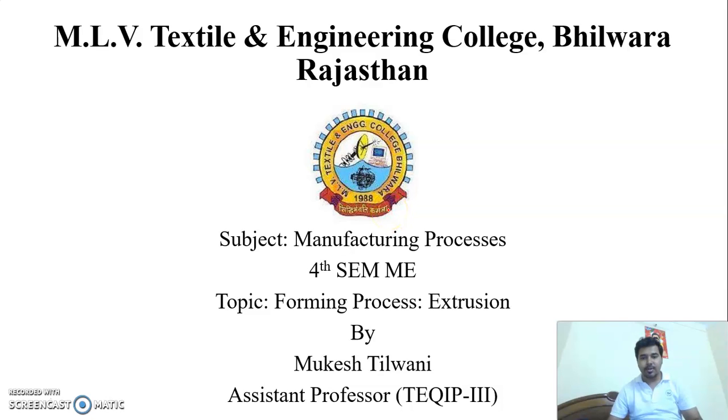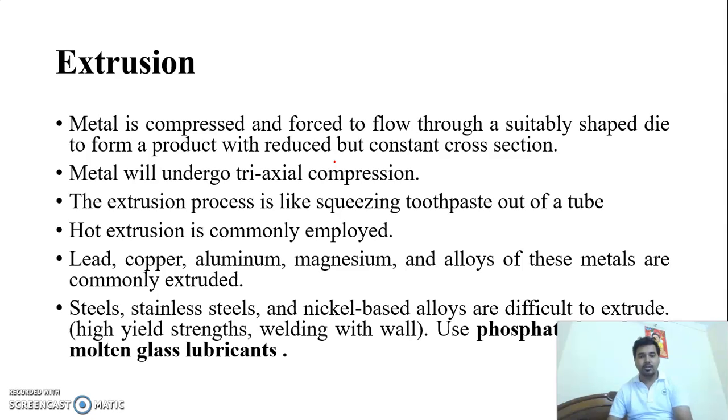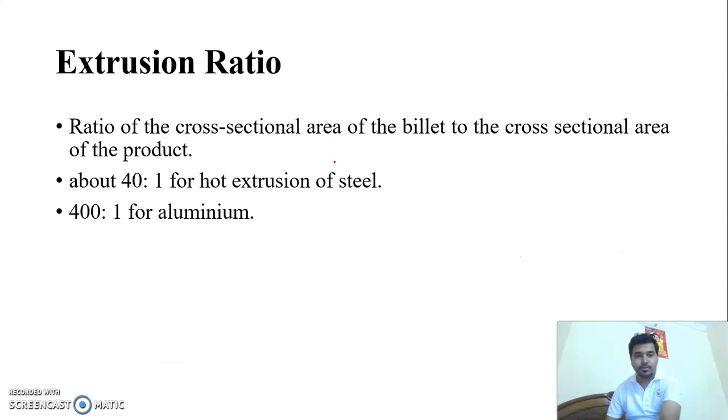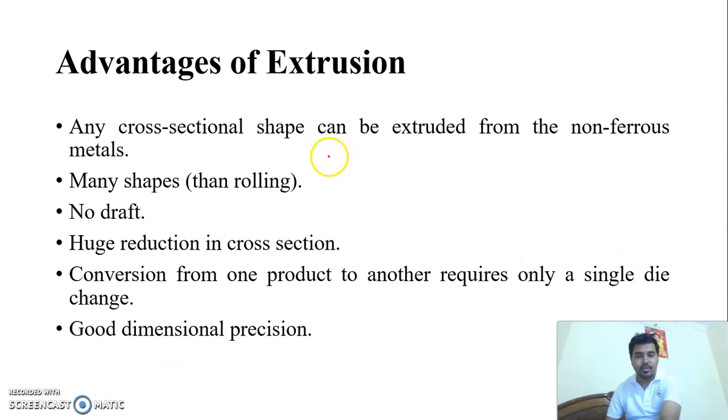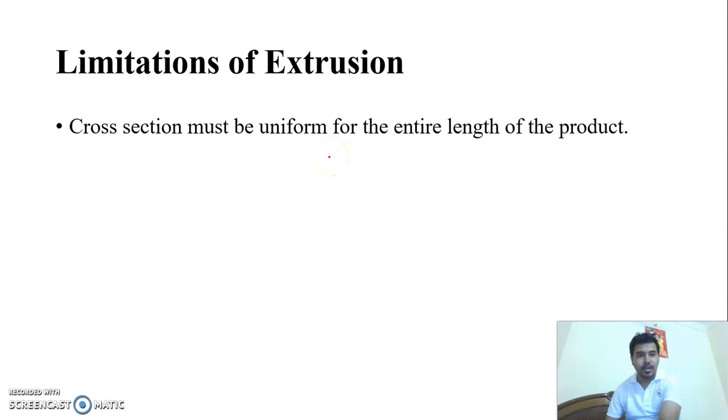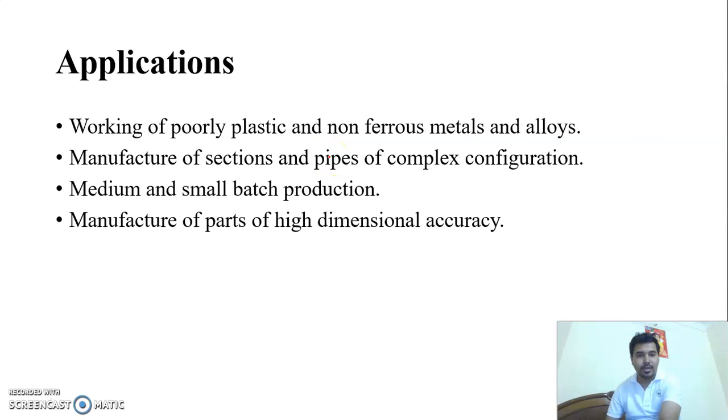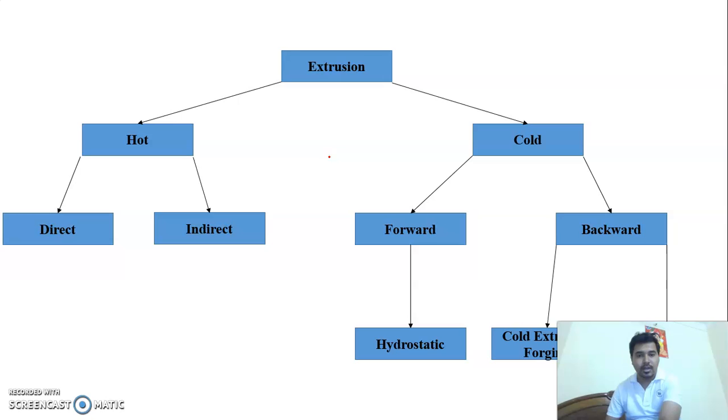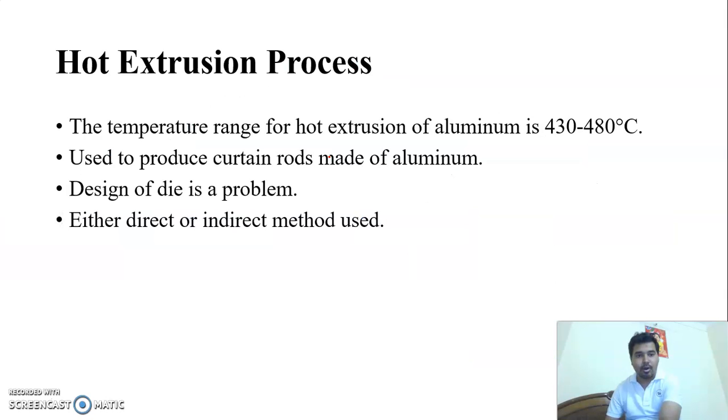The subject is manufacturing processes and the topic is forming process. This is the second part of the extrusion process. In the first part of the extrusion process, I had discussed the extrusion ratio, advantages of extrusion, limitations of extrusion, and applications. This is a classification I had discussed in the earlier lecture, and hot extrusion process.